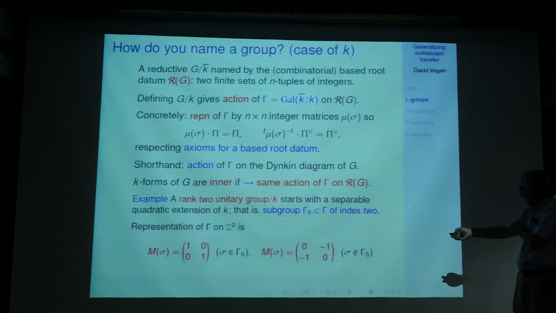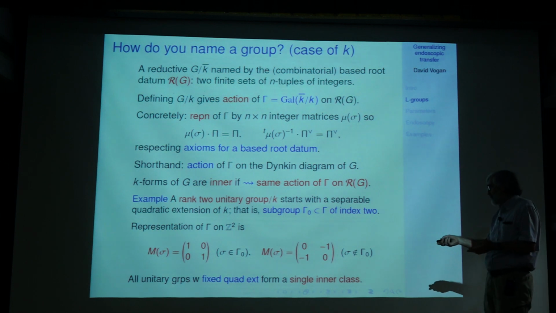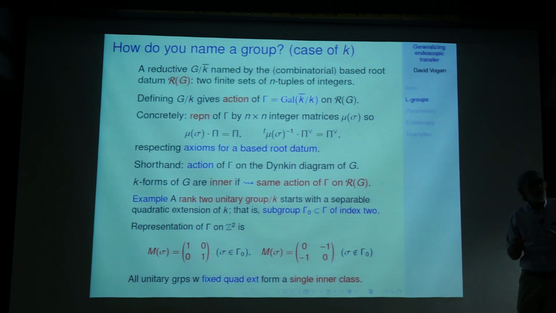And the nice thing about this matrix of order 2 is that it fixes the simple root, the 1, minus 1. Right? This is a good linear algebra exercise. Apply this matrix to the vector (1, -1). What do you get? It's easy to grade. Anyway, all the unitary groups with a fixed quadratic extension field make a single inner class of rational forms.